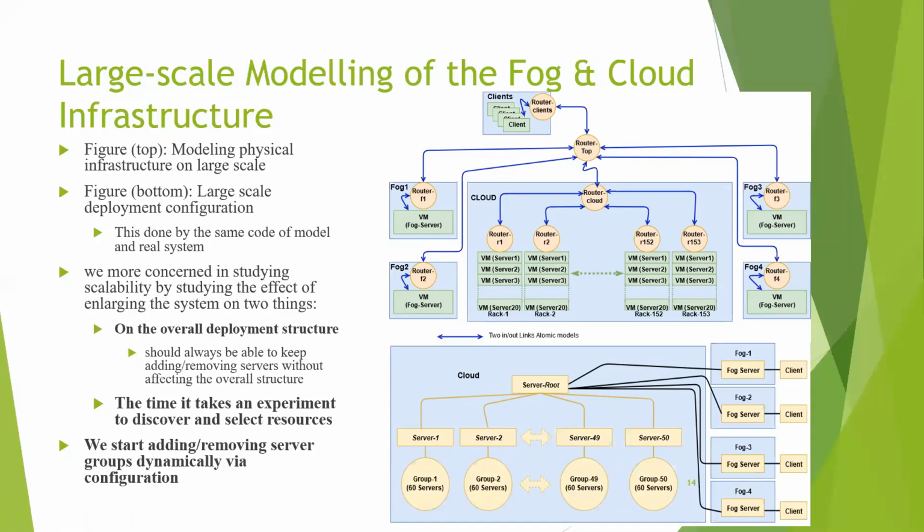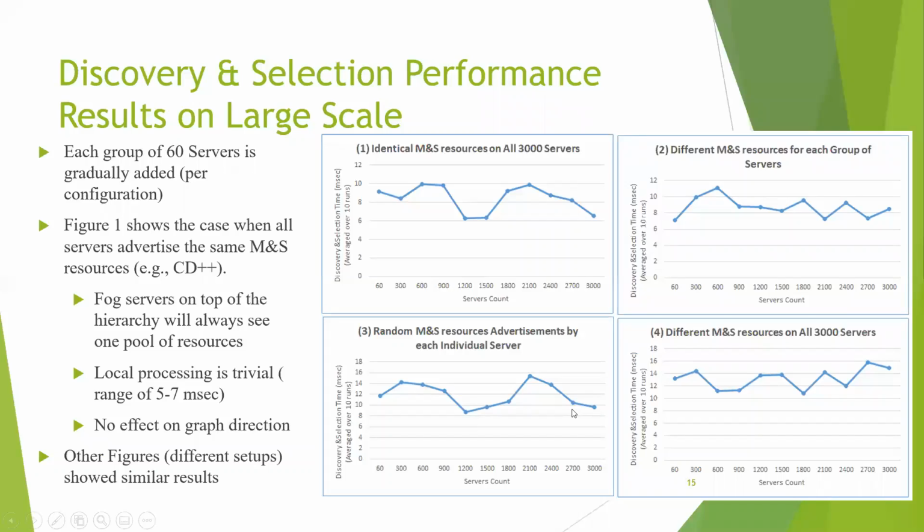Our objective here is to study the system at overall scale: when you add more servers, the discovery time and selection time stay the same, which is shown here. Sorry, I'm running out of time. We tested it with different examples, such as when servers advertise the same resources or different resources. As we can see here, the system remains stable under all of these different circumstances. Thank you.